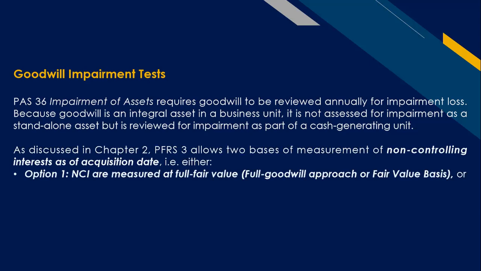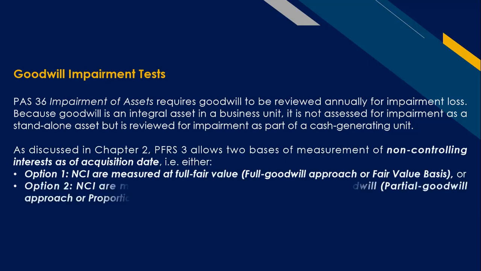option 1, non-controlling interests are measured at full fair value, full goodwill approach, or fair value basis. Option 2, non-controlling interests are measured at proportionate share of identifiable net assets, partial goodwill approach, or proportional basis. So we have now options 1 and 2.